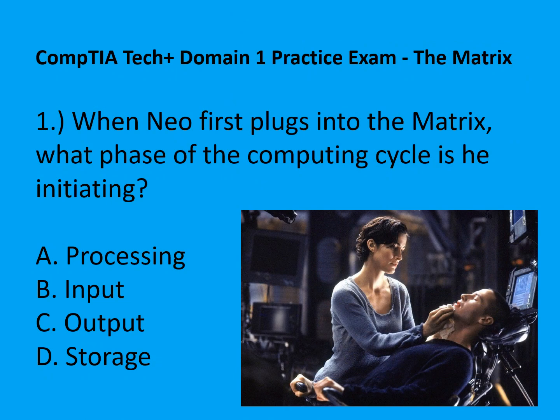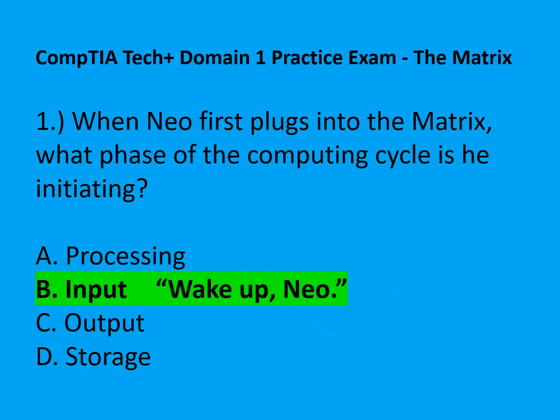Okay, question 1. When Neo first plugs into the matrix, what phase of the computing cycle is he initiating? A. Processing. B. Input. C. Output. D. Storage. And the correct answer is B. Input. He's sending data into the system. Input, processing, output, storage is the same logic every computer and the chosen one follows.